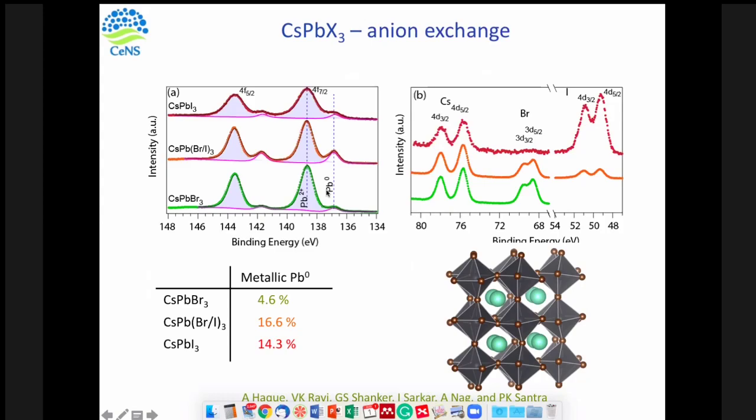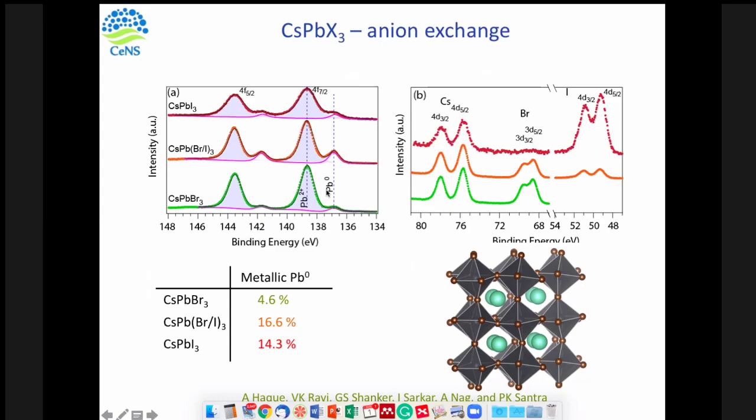In terms of the actual technique, are you able to look at things in liquid, or do you have to cast a film to get good results? These all are done on thin films. We took thin films of the quantum dots, we deposited it.